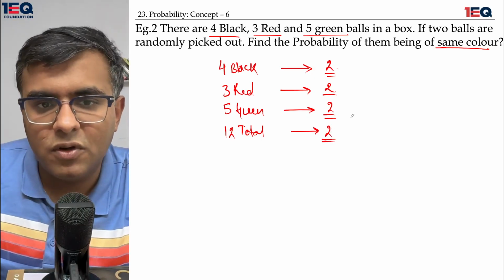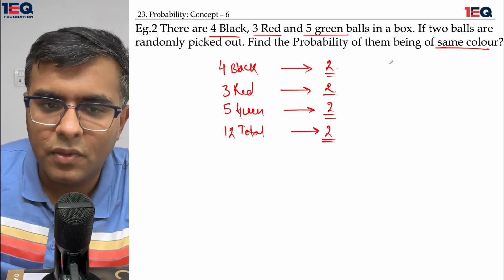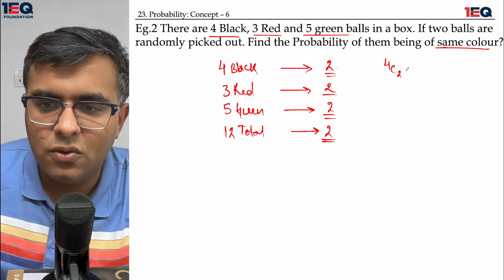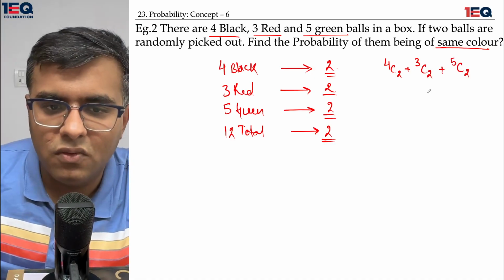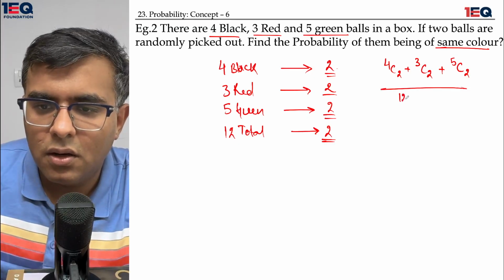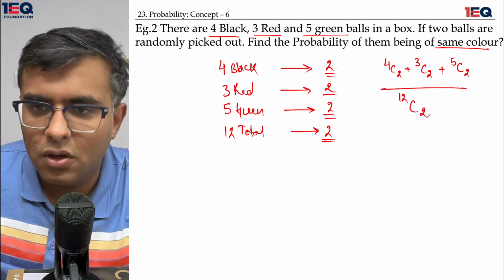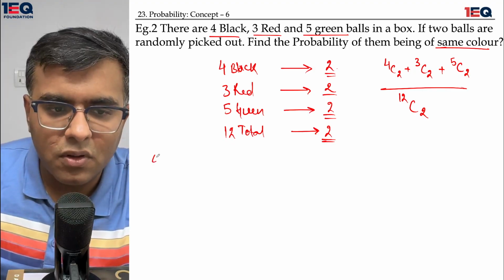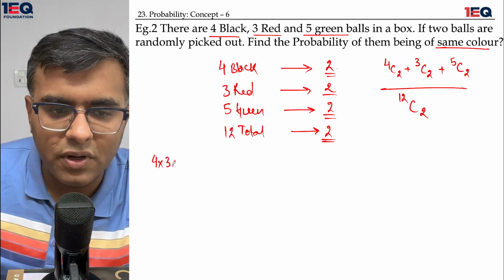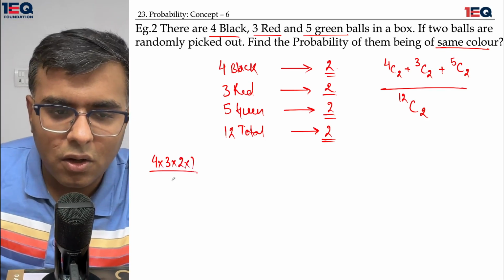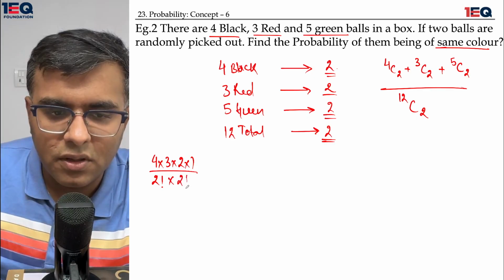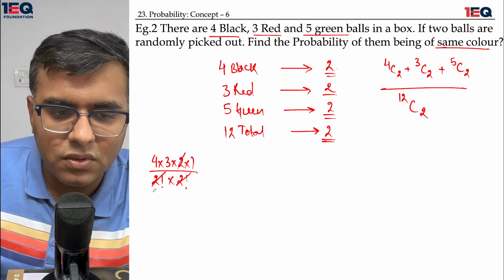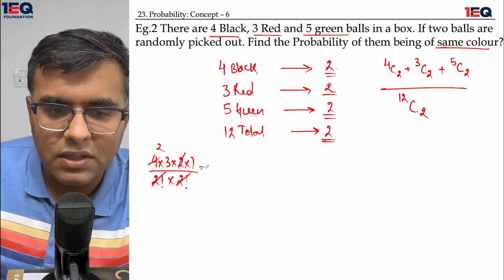So what would the answer look like? The answer would be 4C2 for black, 3C2 for red, 5C2 for green, and 12C2 for total. I'll quickly do 4C2. 4C2 stands for 4 into 3 into 2 into 1 whole upon 4 minus 2 is 2 factorial multiplied by 2 factorial. The 2 factorial gets cancelled with 2. This 2 gives me 1 and 2. The answer comes out to be 6.